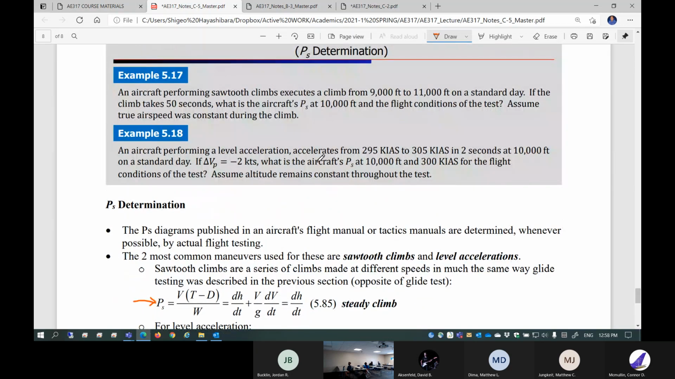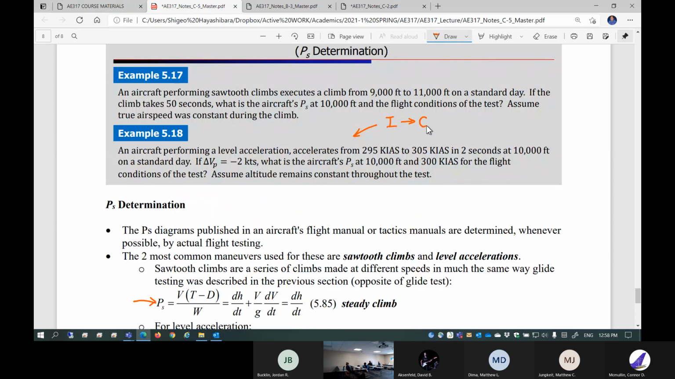Second one, an aircraft performing a level acceleration accelerates from 295 to 305 knots KIAS. What's KIAS? Knots indicated airspeed. K-I-A-S. A-S is airspeed, sorry. So knots indicated airspeed. Holy cow, only indicated. So that means you have to convert. So indicated to what? Calibrated.